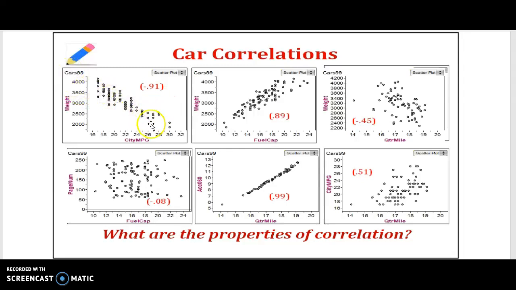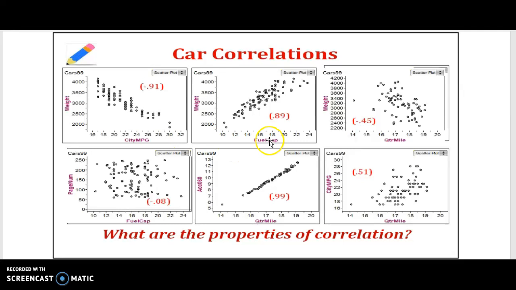So there's a strong negative correlation between city MPG and the weight of the car, meaning that the miles per gallon increases as the weight decreases, which you expect. A lighter car is much more fuel efficient.